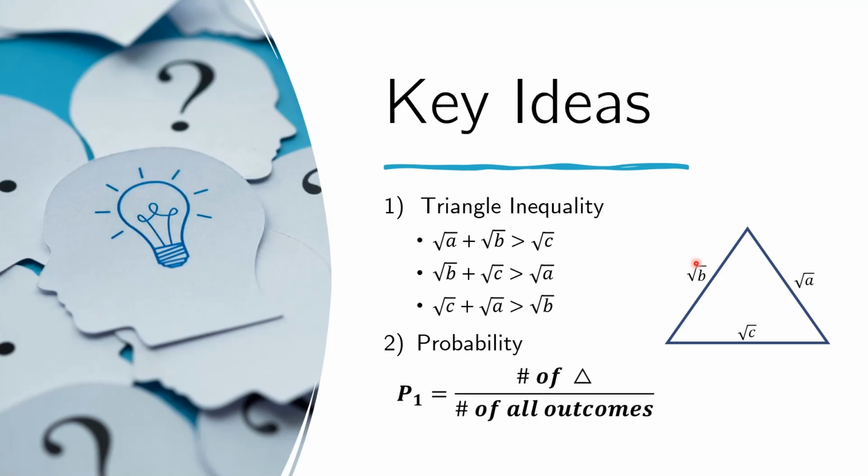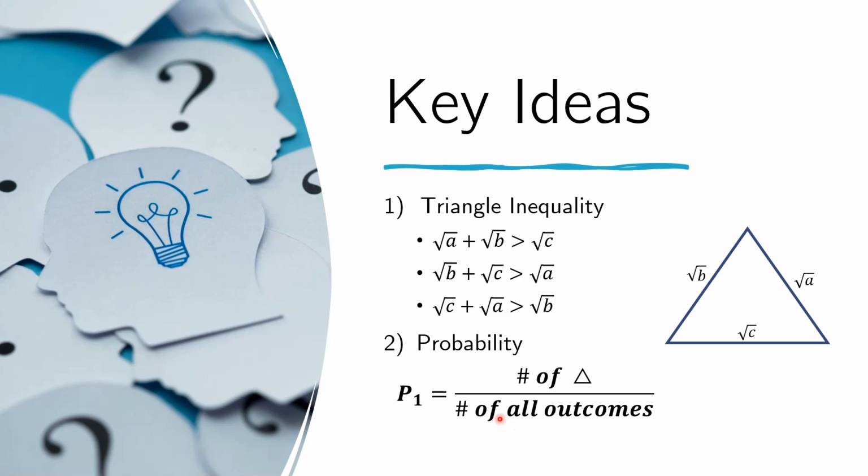So we say that the probability of that happening is the number of possibilities, the number of ways that a triangle can form, over the number of all possible outcomes.